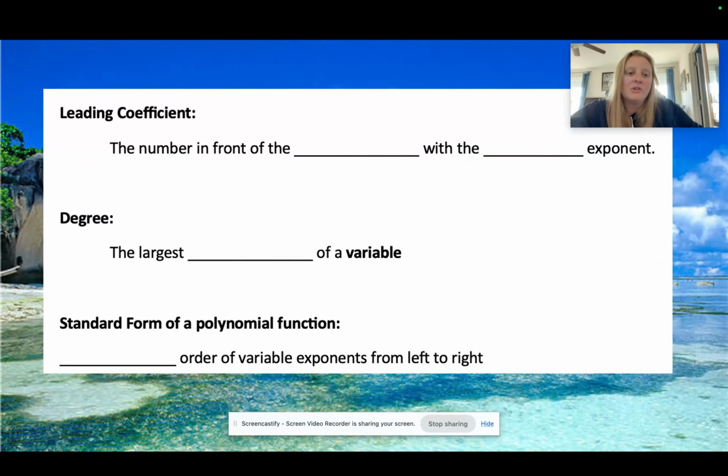So today we're going to start with just some vocab from the past, just to make sure that you're fresh with that. Then I'm going to talk about some end behavior stuff, and then I'm going to show you a skill that combines synthetic division with factoring.